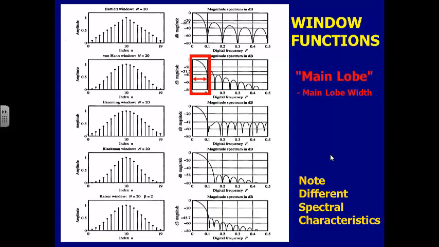And what matters to me in their spectrum is how wide is that main lobe and how far down are these side lobes. Those are two key characteristics of window functions that we always look at: the main lobe width and the side lobe height, or side lobe attenuation.